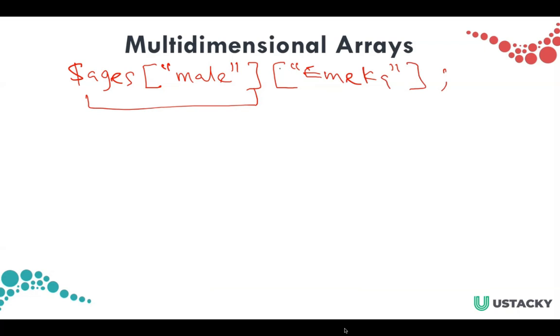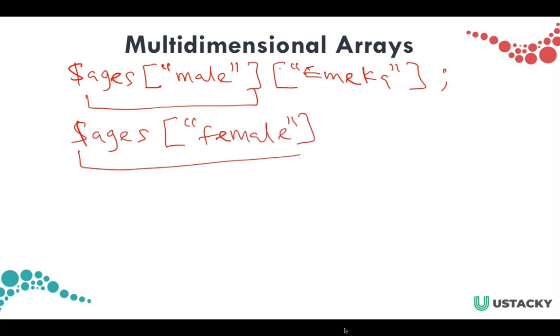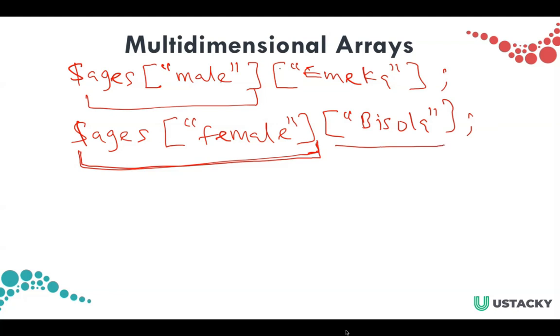And for the age of Bisola, we'll be moving through this key and also through this key. So let's try to write it down. To get the age of Bisola, it should be something like $ages. In our case, she's a female. Have female. And this is an associative array. Have Bisola. So with this, you can get the actual age of Bisola because everything here is an associative array. And with this, you can get the actual value. In the next tutorial, we'll be playing with this in our IDE.